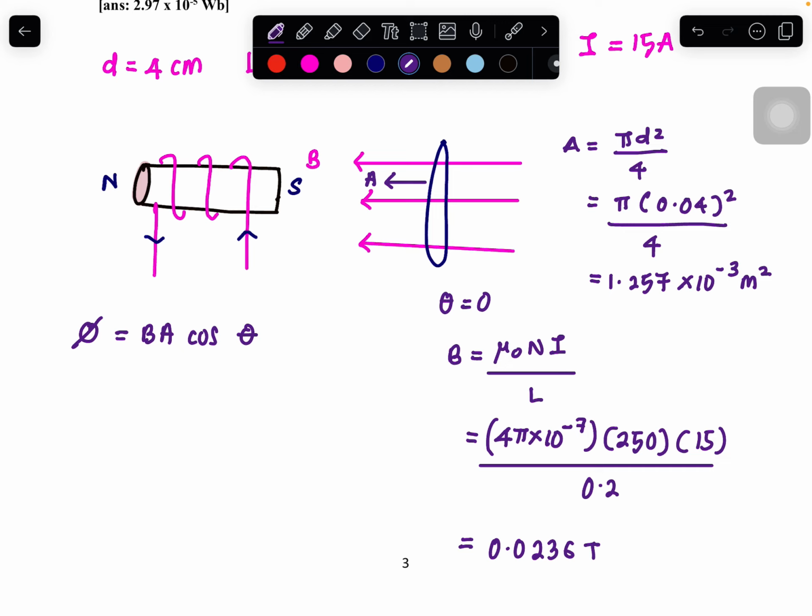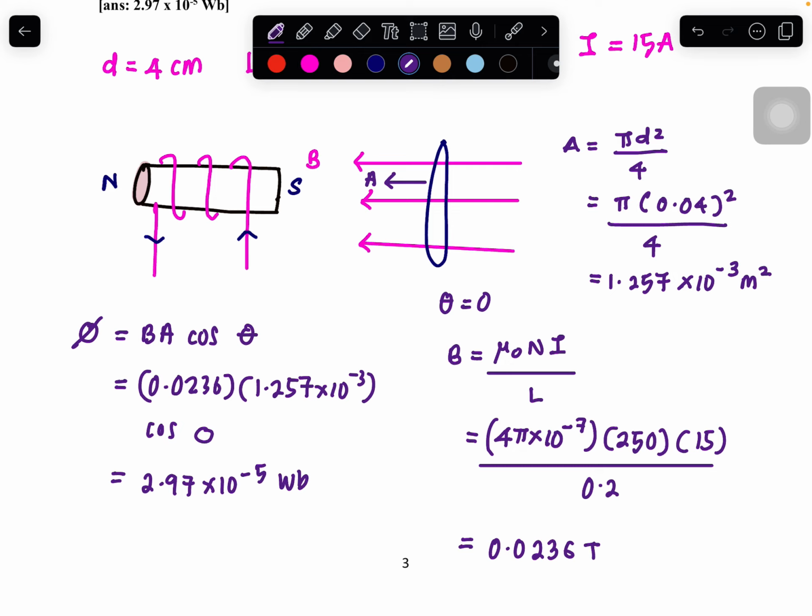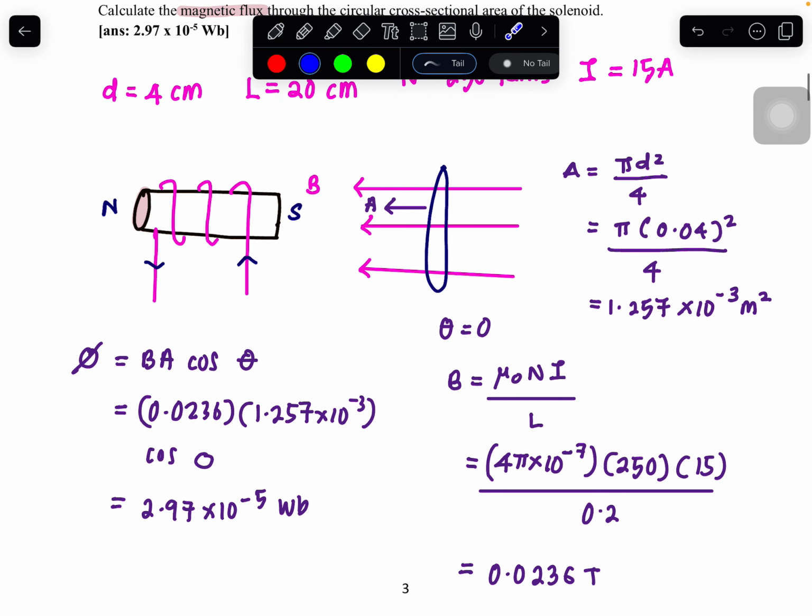Now that we have the values, just put in 0.0236, area 1.257, and then cos of the angle is cos 0. So it will be equal to 2.97 exponent negative 5 Weber. So basically in this subtopic, we only use one formula, magnetic flux. If it asks for magnetic flux linkage, we must multiply by the number of turns. So that's all for subtopic 5.1.